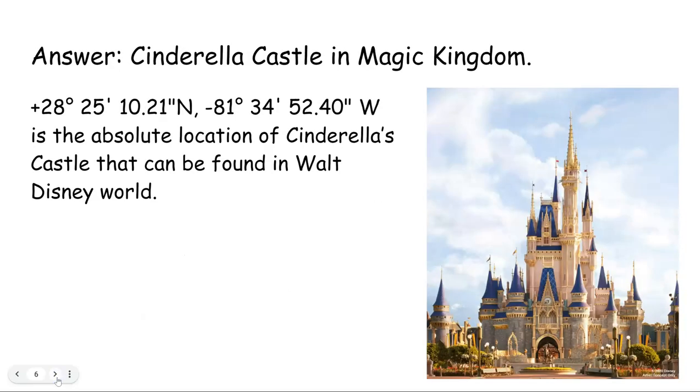The answer was Cinderella's castle in Magic Kingdom. So the absolute location of that castle is the coordinate I just read out. That is using Google Earth and the satellite systems that are tied to that to find that location. And you can do this with pretty much any major landmark or any location. You can type it into Google or Google Earth and ask what the absolute location is, and it will help you find it, which is a fun little party trick. I think so.